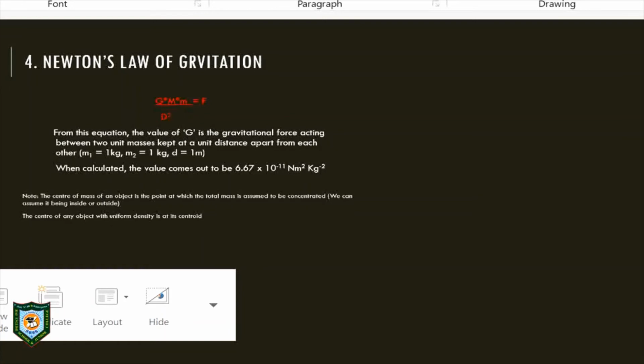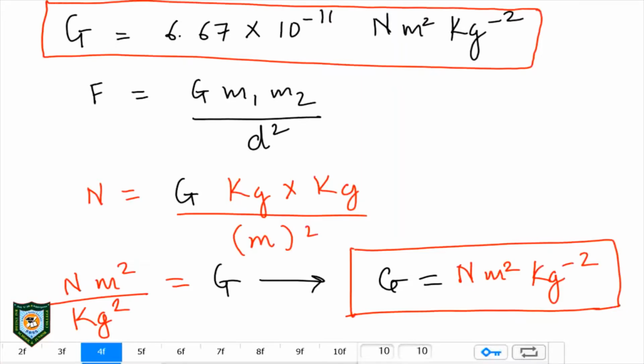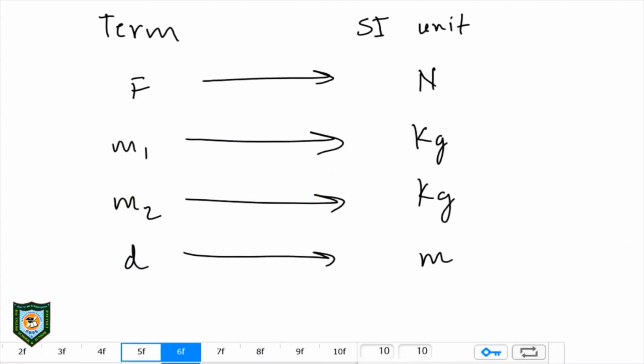Now here we have the calculated value comes out to be 6.67 × 10^-11 N m² kg^-2. Now there is one thing that is important that we need to note, that the center of mass of an object is a point at which the total mass is assumed to be concentrated. Now as this definition is quite hard, I'm going to explain this with a diagram.